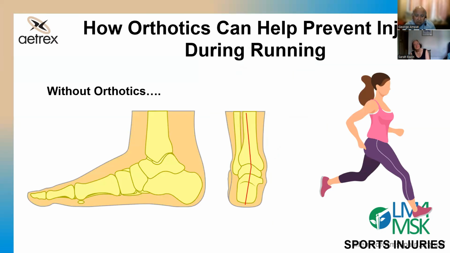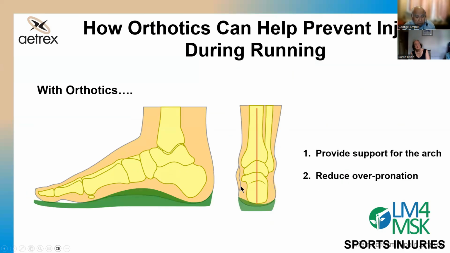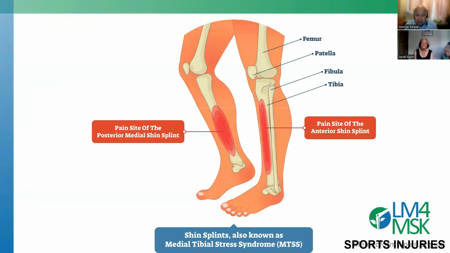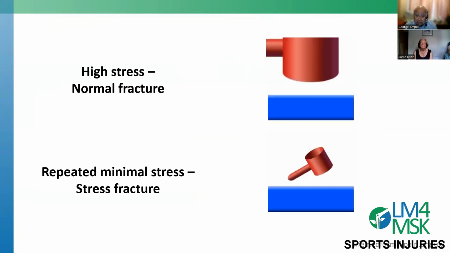But when you have orthotics, what happens is, without orthotics, there is a pronation. But as you have orthotics, I'm very biased in favor of orthotics. I think orthotics are very beneficial. And these are the other injuries. You can have posterior medial shin splints, anterior shin splints.